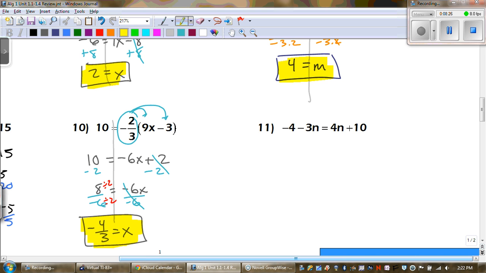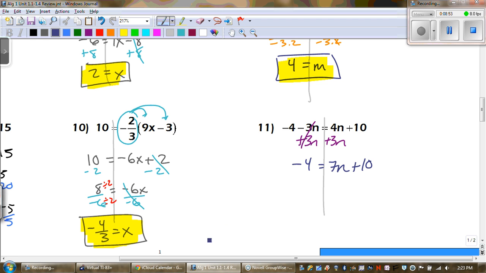All right, 11. Now, we have variables on both sides, so I'm going to move the smaller variable. That means we have to add 3n to both sides, and we get negative 4 equals 7n plus 10. Okay?